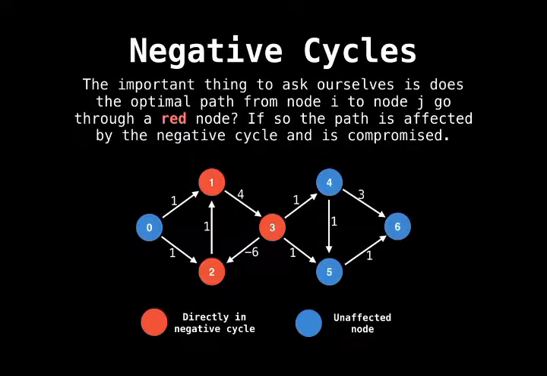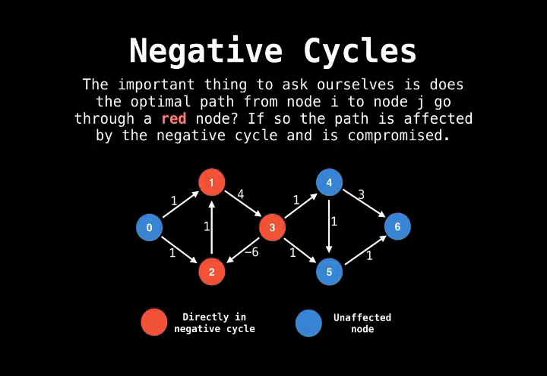So an important thing to ask ourselves is, does the optimal path from node i to node j go through a red node? If so, the path is affected by the negative cycle and is compromised. For example, the shortest path from 0 to 5 is negative infinity, because I can go from 0 to node 2 and indefinitely loop in the negative cycle consisting of nodes 1, 2, and 3, obtaining better and better costs before eventually going to 5. This is a consequence of traversing a red node on the way to 5.